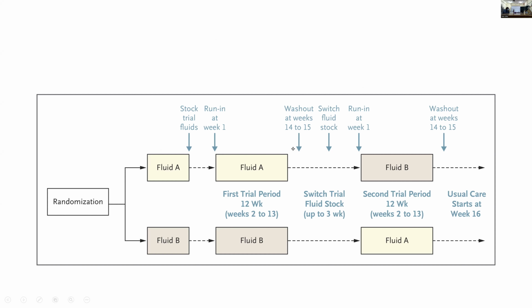At the end, at weeks 14 and 15, they have a washout period. And then by the first week of the next 15-week period, again they will restock the hospital with a new fluid. Then week 2 to week 13 of the second period, they'll again do the trial. Weeks 14, 15, they'll have washout, and then the usual care starts at week 16. So this is how they did the trial.